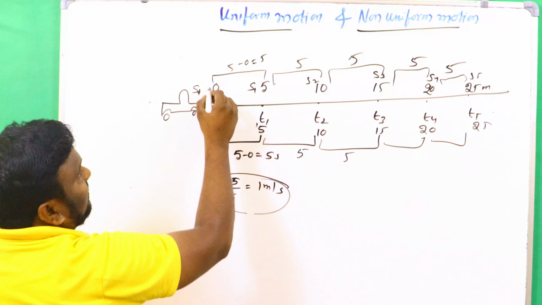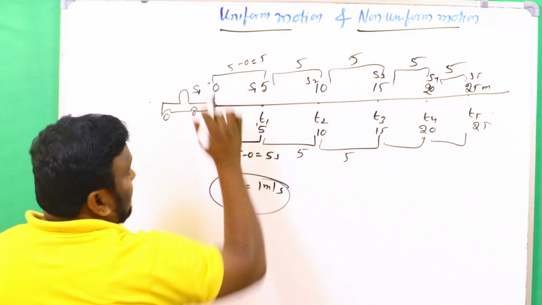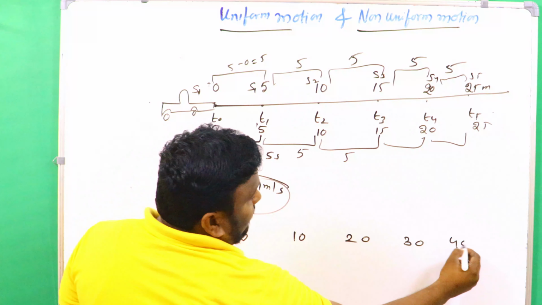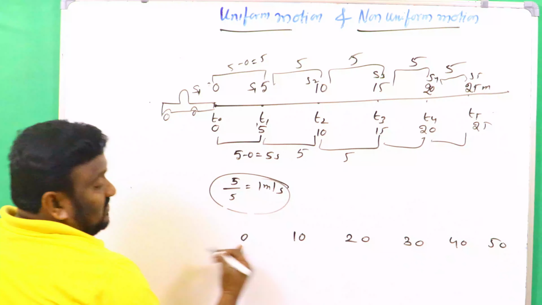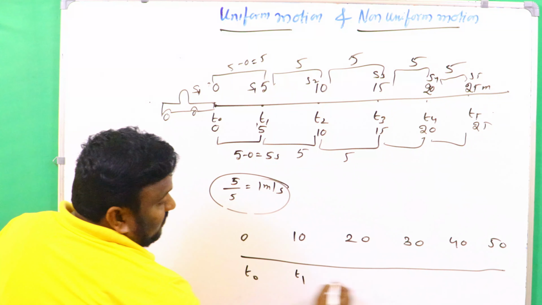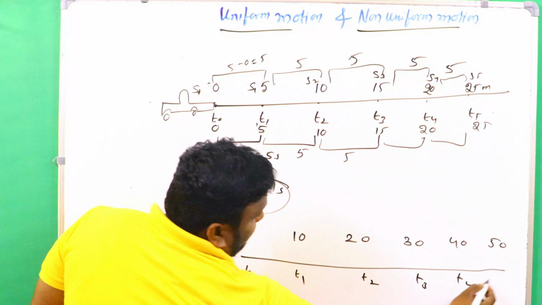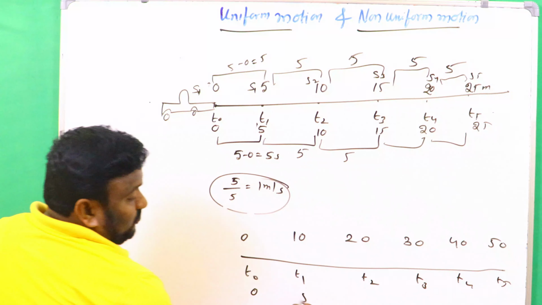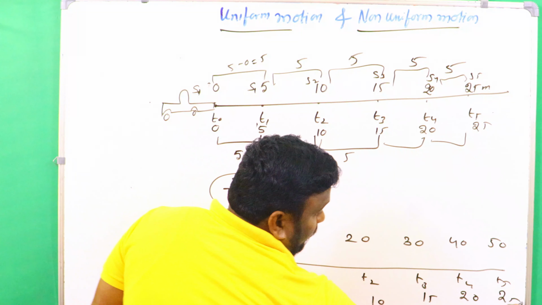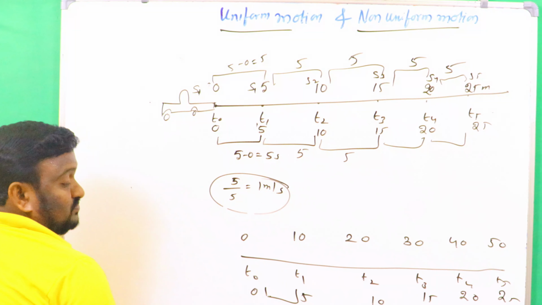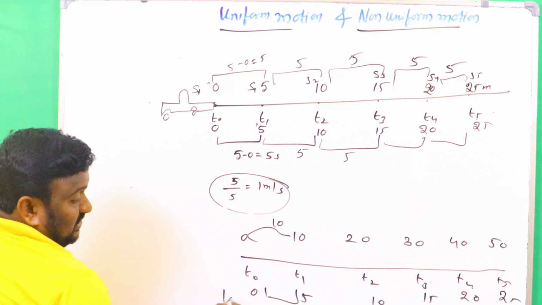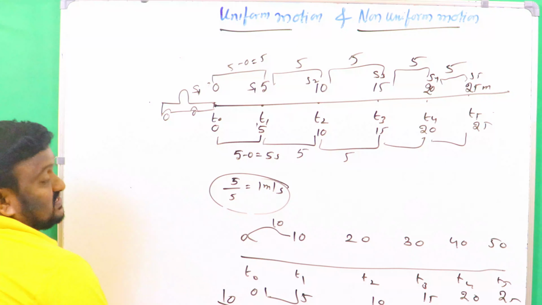For example, if you take 10, I am saying now 0, 10, 20, 30, 40, 50. The time is again T0, T1, T2, T3, T4, T5, so 0, 5, 10, 15, 20 and 25. Look here, 5 minus 0 is 5 seconds, and 10 minus 0 is 10. Now what is the uniform speed here? 10 by 5, that is 2 meters per second.